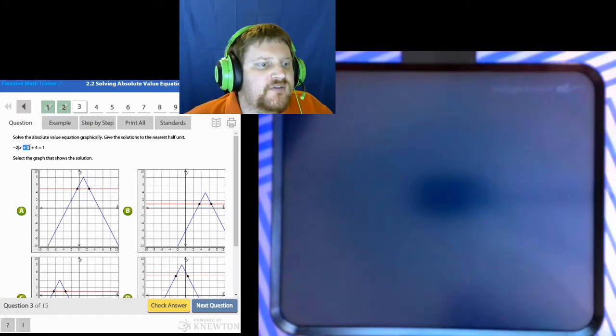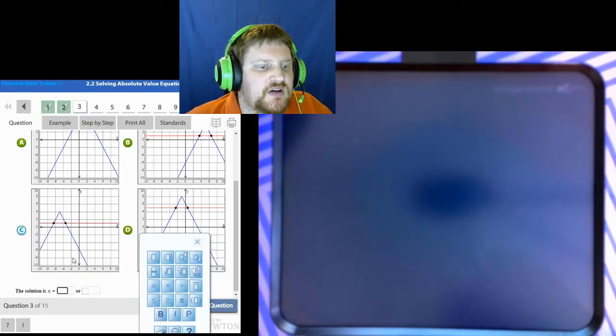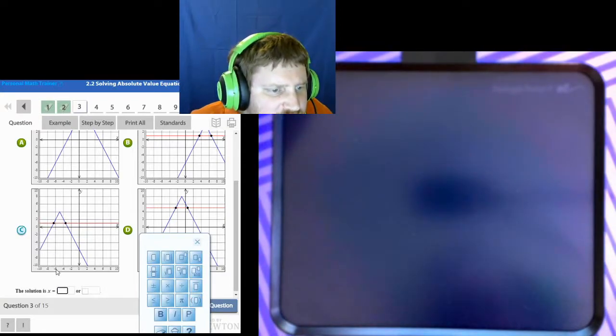5 to the left and 4 up. This is 5 to the right. This is 5 to the left. So it is C. And our solutions are going to be, let's see, this is 6, 7, 8.